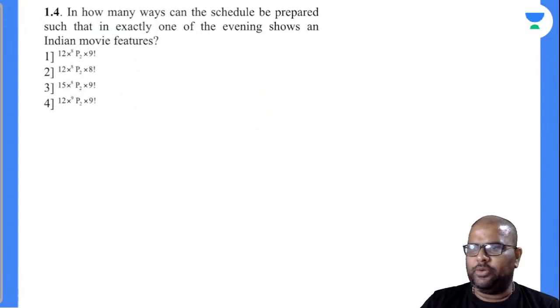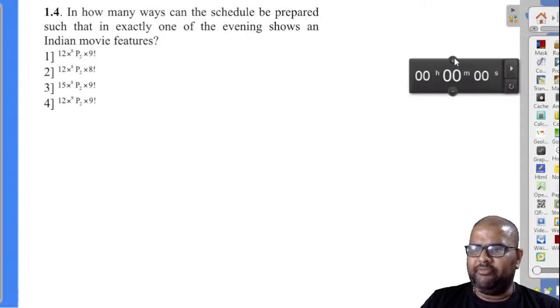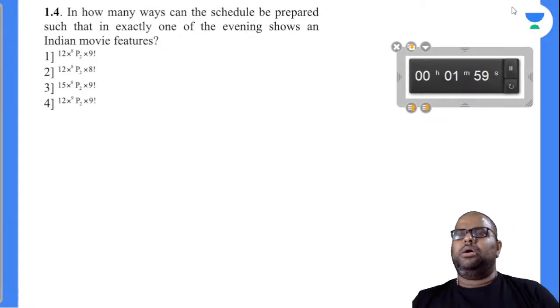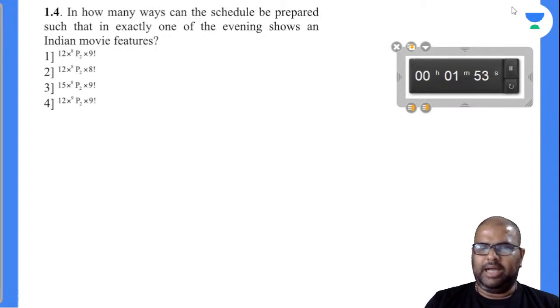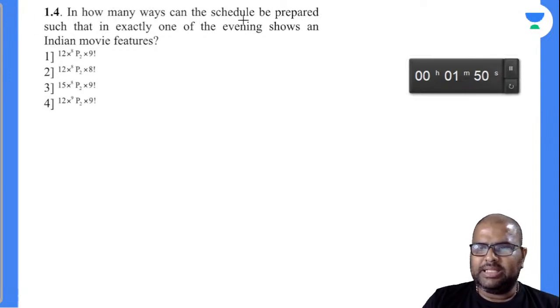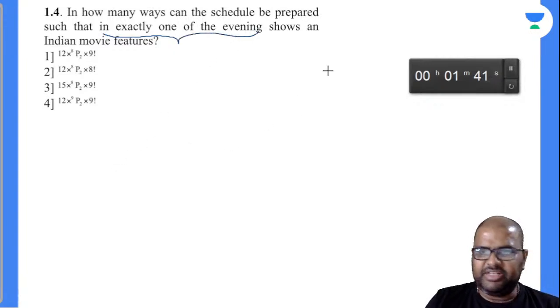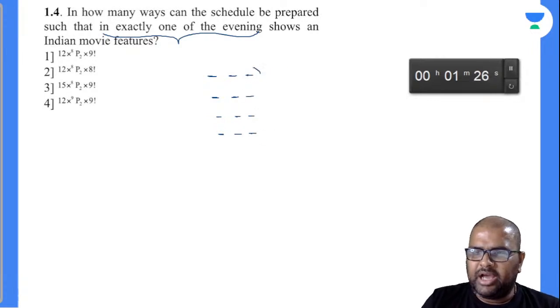Let's see how many can answer this question. Same data, right? We have 12 movies, 50 judges, ABC number of votes. Now what will be the answer here? I'll write down the simple data. In how many ways can the schedule be prepared such that in exactly one of the evening shows an Indian movie features? So first of all, the total movies are played in this pattern there: morning, afternoon, evening for 4 days. So I'm just writing down the data, beta. Now how many evening shows do we have? We have 4 evening shows.